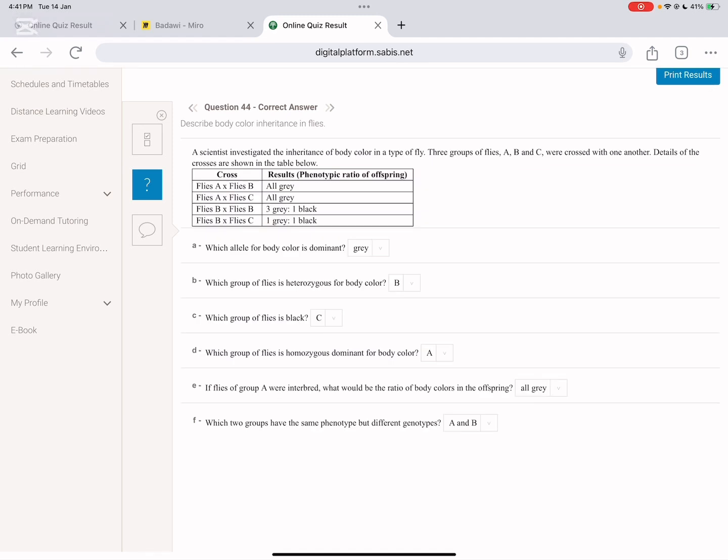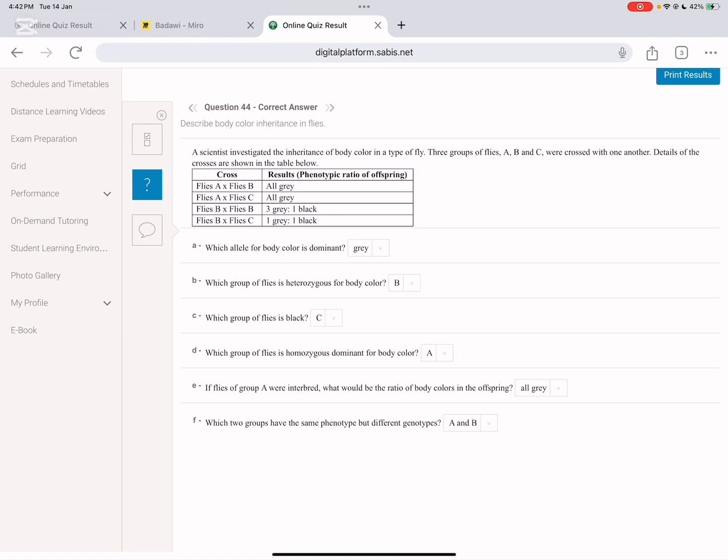Which allele for body color is dominant, we can tell from the results they gave us. So when we crossed fly A and fly B, they were all gray. I crossed fly A and fly C, they were also all gray. When I crossed also fly B and fly B, I get 3 to 1. Remember the 3 is usually the dominant, so gray, I can directly tell that the dominant color is gray.